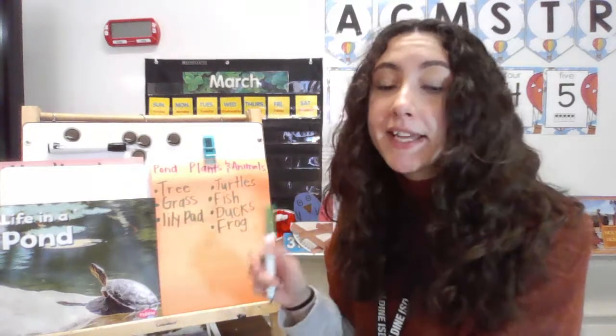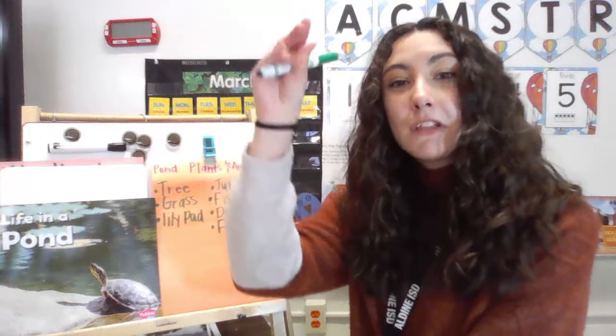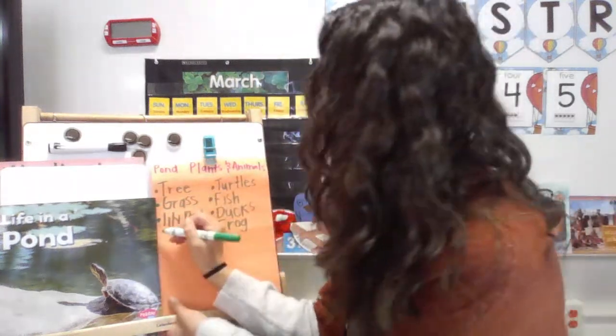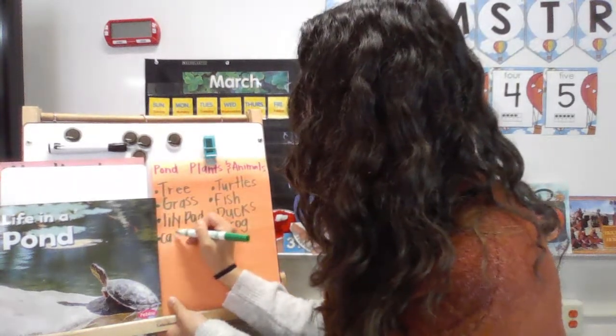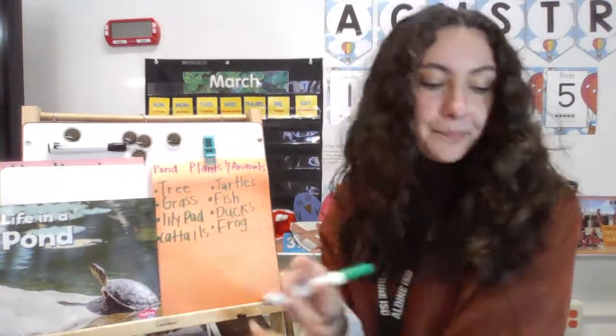We also learned about cattails. Cattails can mean a tail that's on a cat. But when we're talking about the pond habitat, we're talking about cattails that are a plant. Those long, fluffy things that grow in a pond, those are called cattails. Cattails. It's a type of plant.